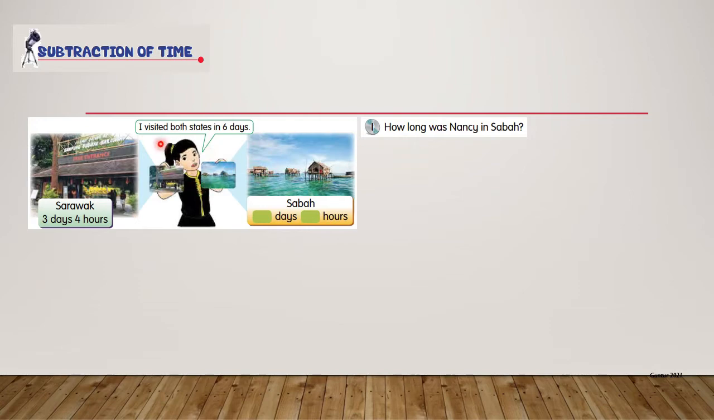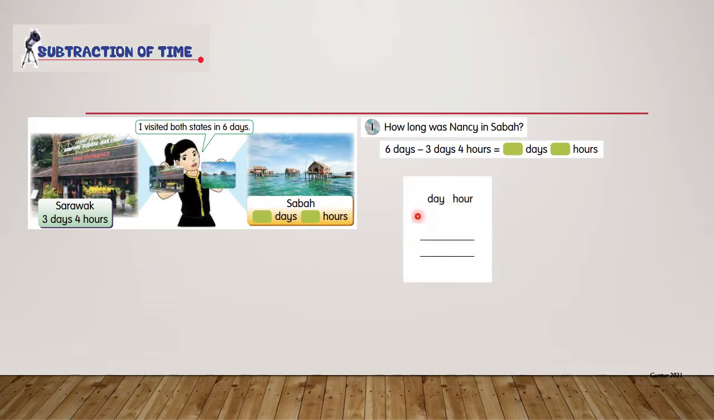She said, I have visited both states in 6 days and spent 3 days, 4 hours in Sarawak. So, we write the mathematical equation first. 6 days subtract 3 days, 4 hours. Okay, how to solve it? Okay, we separate between day and hours. First, 6 days minus 3 days, 4 hours.